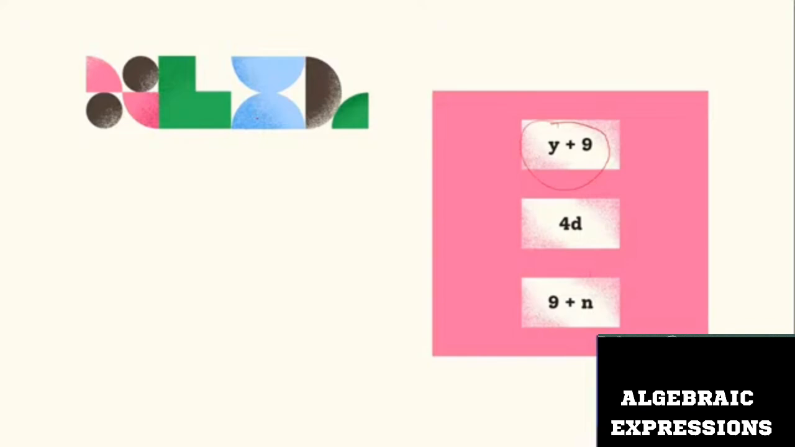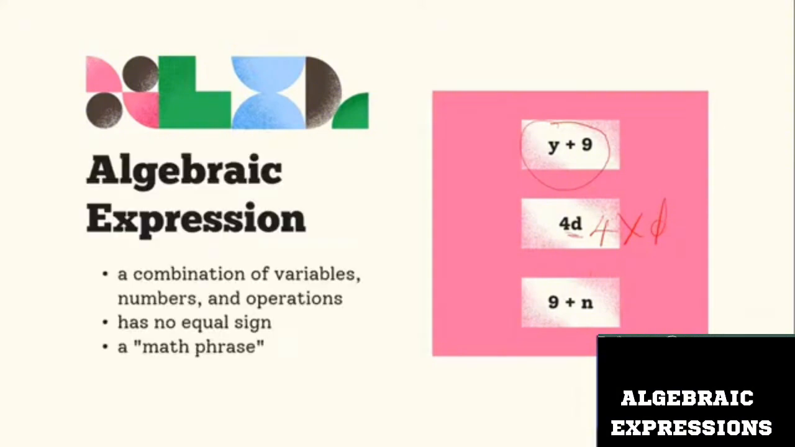In the first one, we have y plus 9, which means that this is an addition. Okay. Then in the next one, we have 4d. 4d means it's 4 multiplied by d. All right. Then in the other one, we have 9 plus n. And we're going to look at that and why it matters.